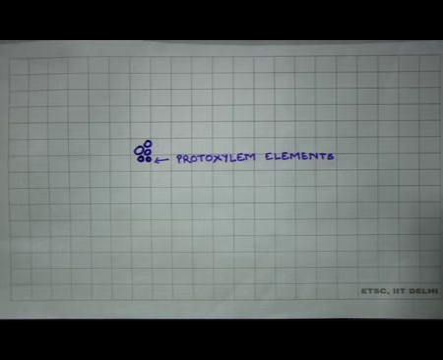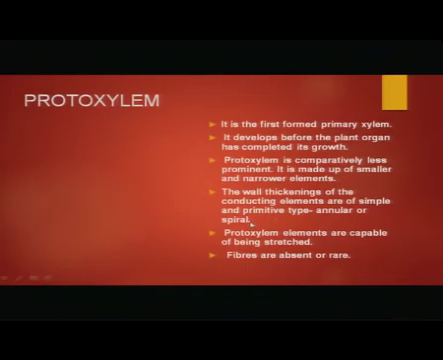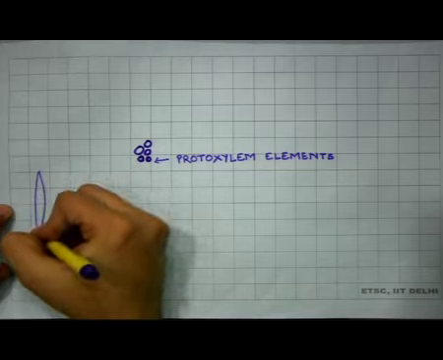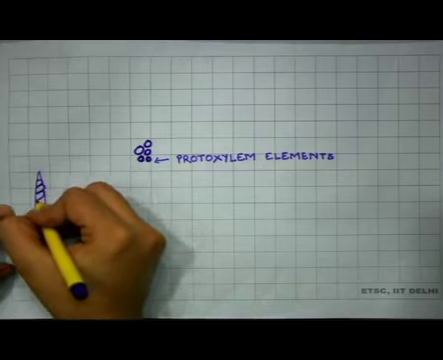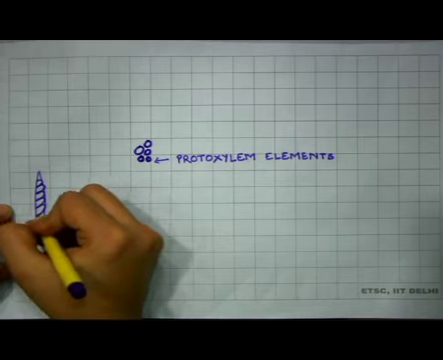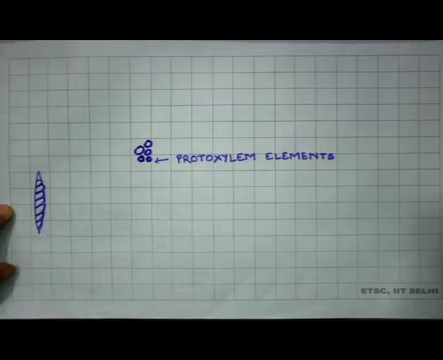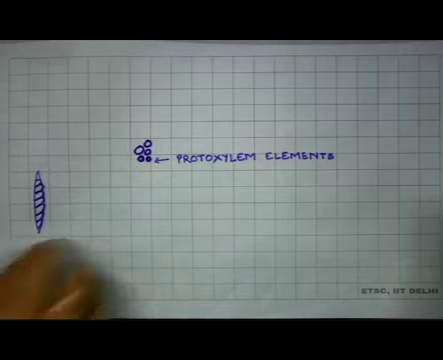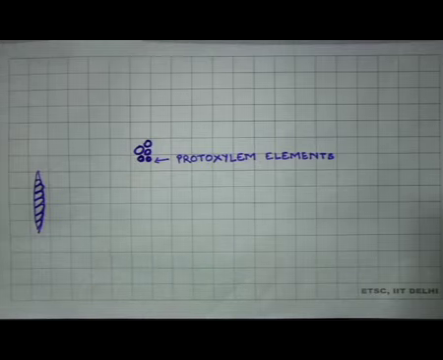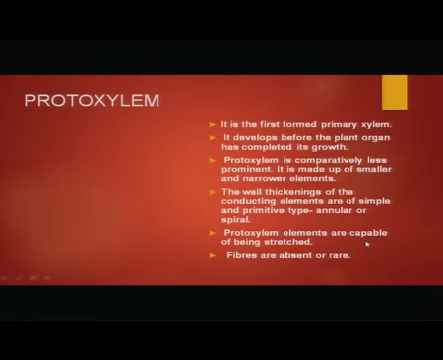The wall thickenings of the conducting elements are of simple and primitive type, that is annular or spiral. Annular thickenings or spiral thickenings. Suppose this is the element, and if some thickenings like that are present, then we say that these are the spiral thickenings. So, protoxylem elements have spiral thickenings on them and they are capable of being stretched.